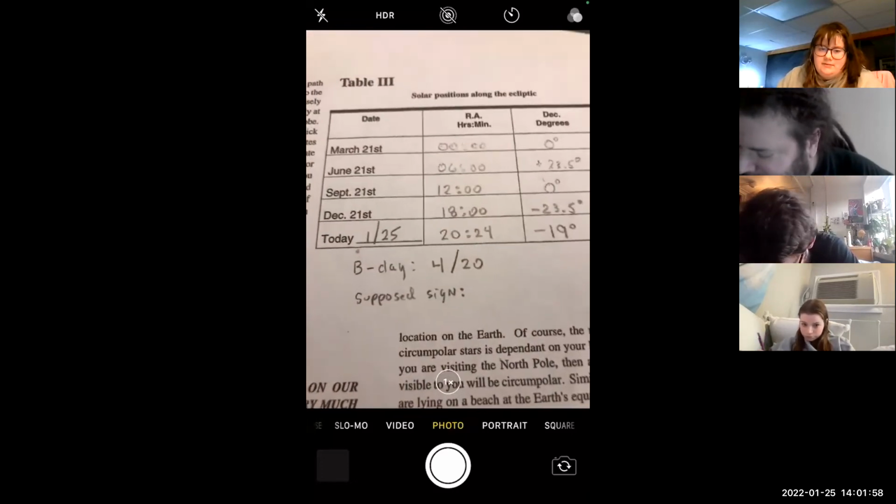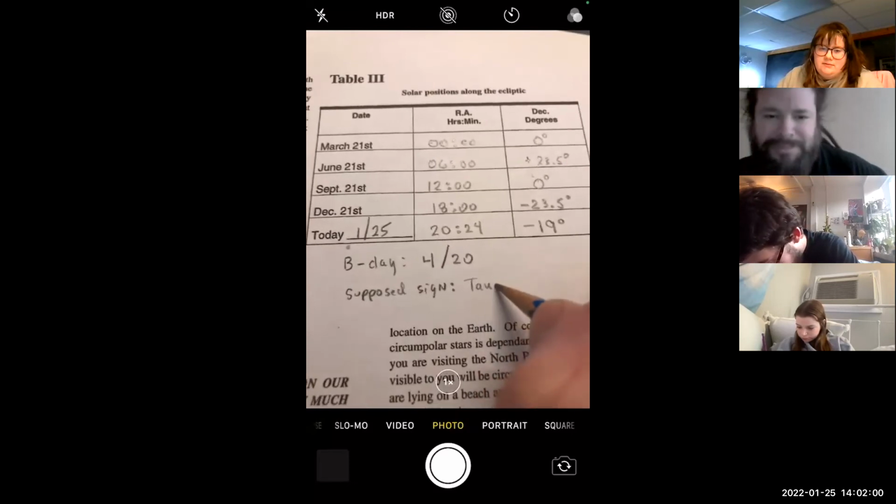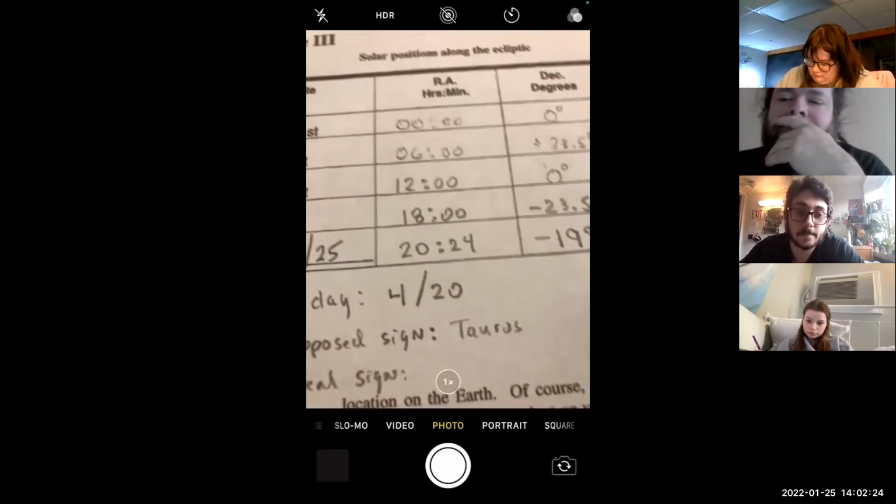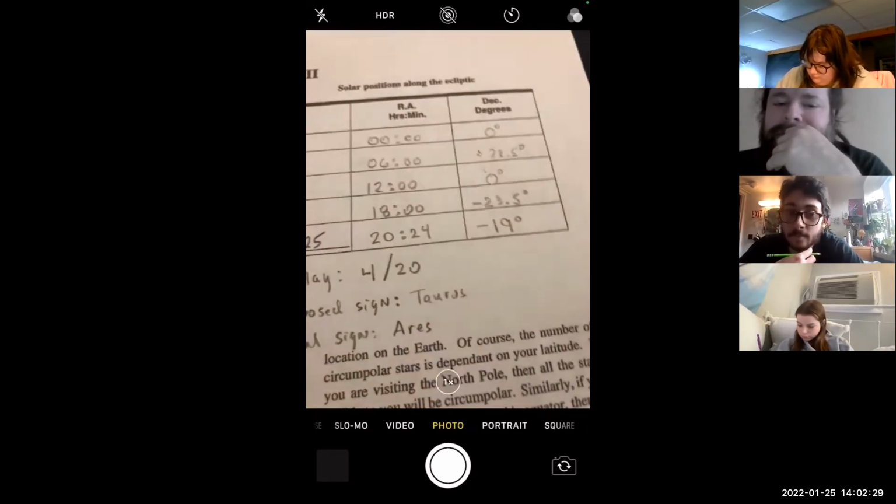For instance, my supposed sign is a Taurus, right? But if you actually check what constellation the sun was in on your birthday, going along the dates of the ecliptic, you discover that April 20th was actually in the constellation Aries. So in fact, they told me I was a Taurus, but on the day of my birth, the sun actually appeared in Aries. Did I spell that right? A-R-I-E-S, sorry.